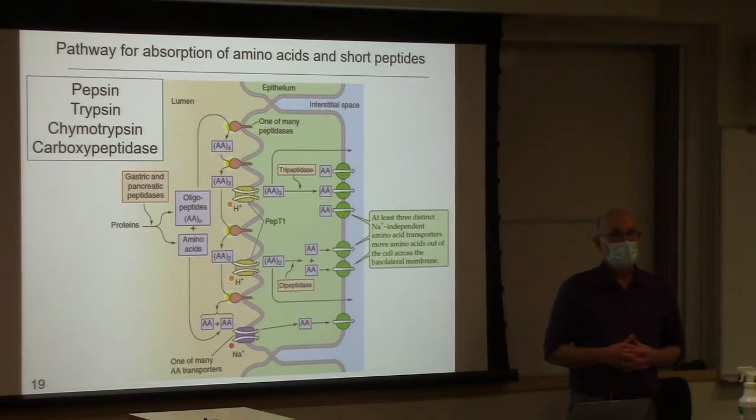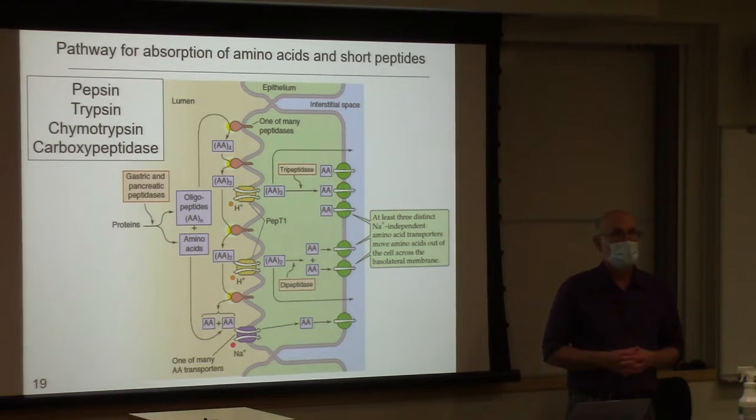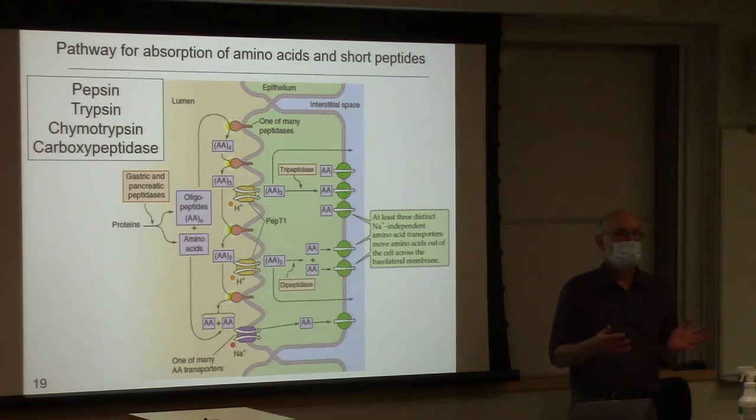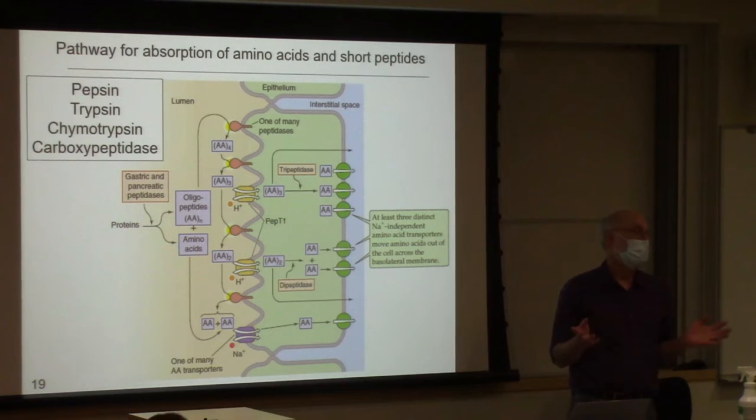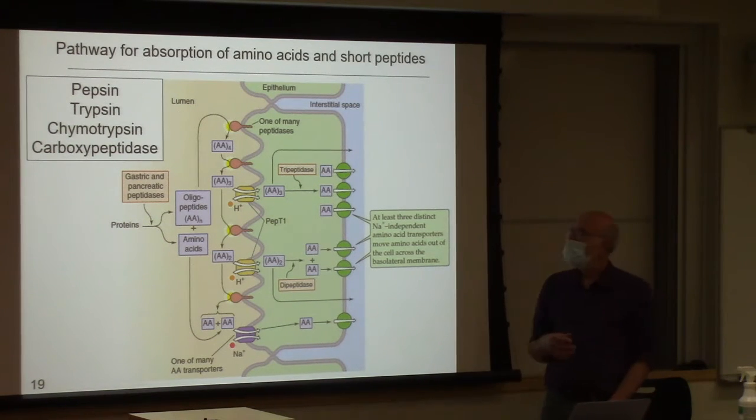Talk about the absorption of amino acids from protein. So you eat your baked potato, it's got starch, it's got butter. Let's say it's got bacon, right? So a little bit of protein.